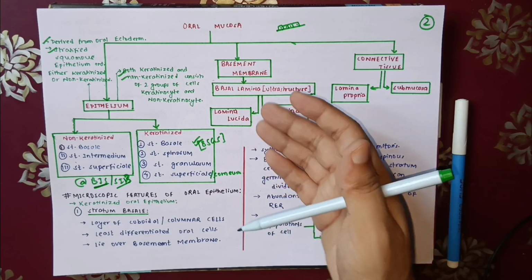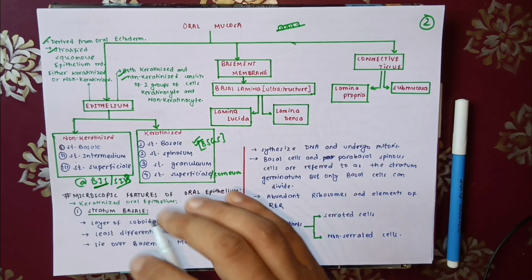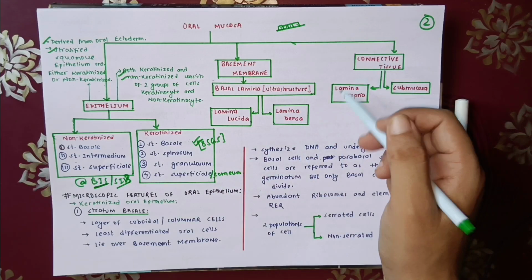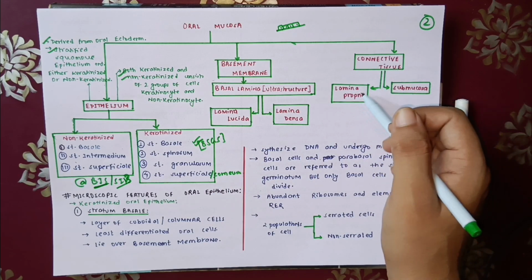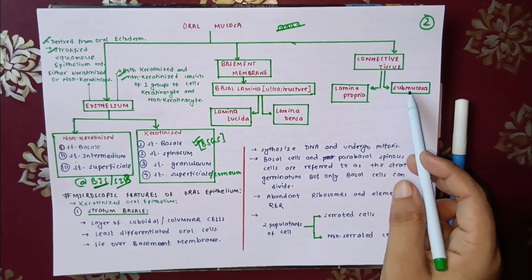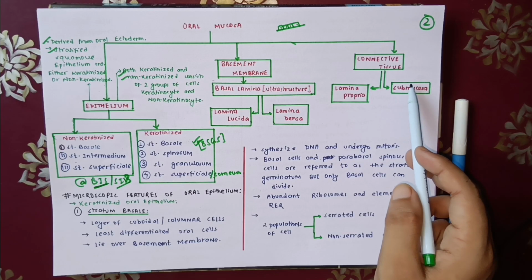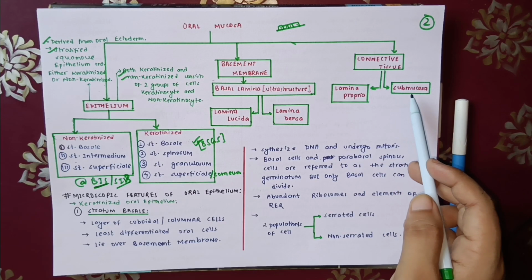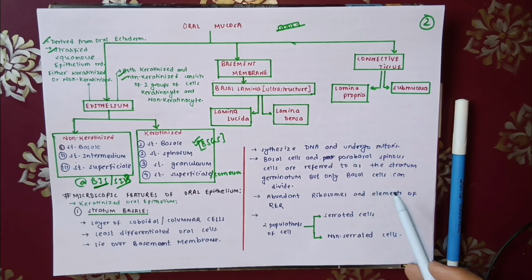In the basement membrane there is a lamina lucida, then a lamina densa, and below that lamina densa we have the connective tissue layer. In the connective tissue we have lamina propria, and below lamina propria we have the submucosa. Different kinds of blood vessels and different kinds of salivary glands are present in this submucosa, but they are absent in the lamina propria, and we will be discussing those in upcoming videos. First of all, I think I will show you one picture, then it will be more clear. Let me show you one picture of this.